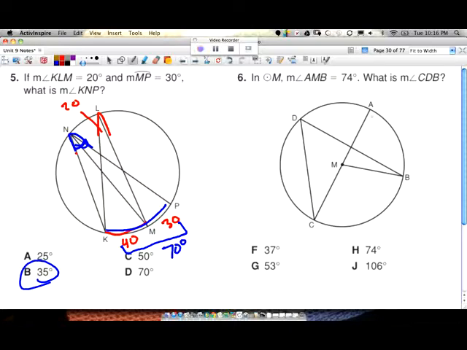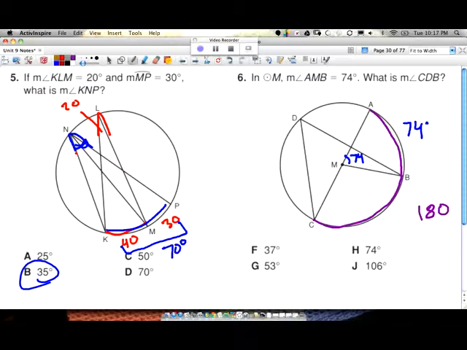Let's look at the next one. AMB is 74 degrees. And that's a central angle, which means this arc here is also 74 degrees. What is CDB? Alright, so this is what I see. I see that this arc starting at A, going through B, and then coming all the way to C is actually a semicircle, which would be 180.